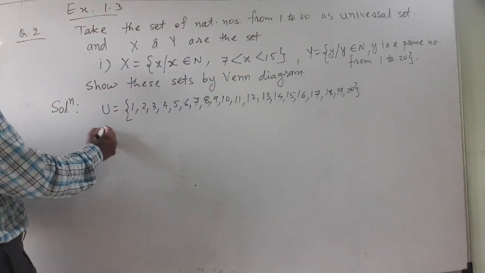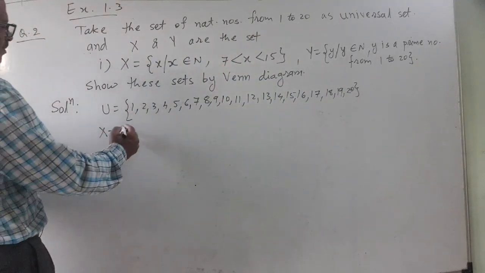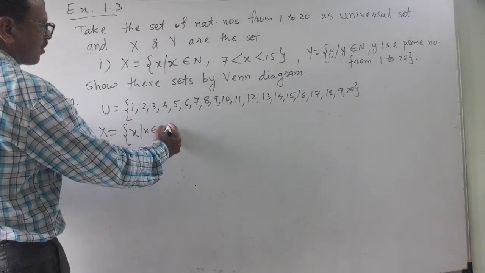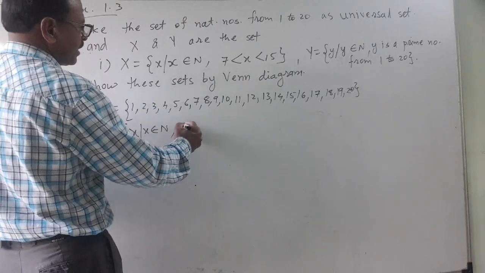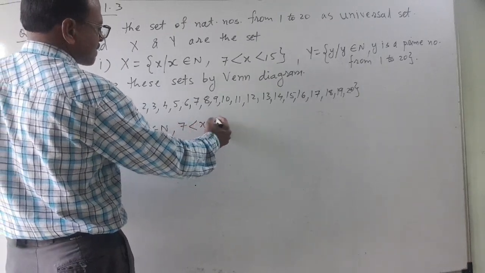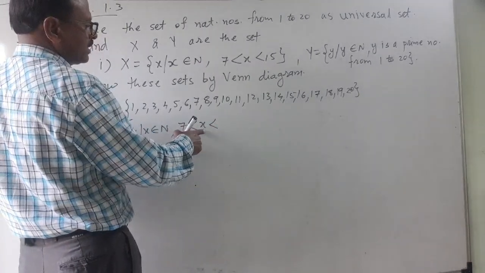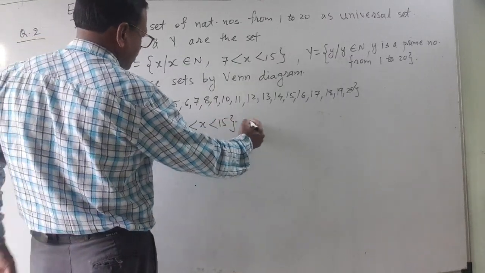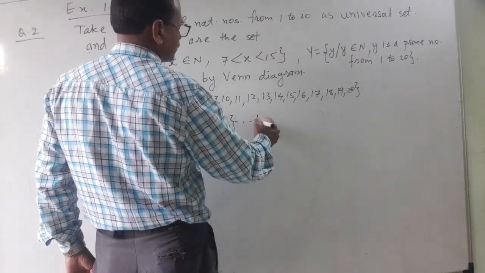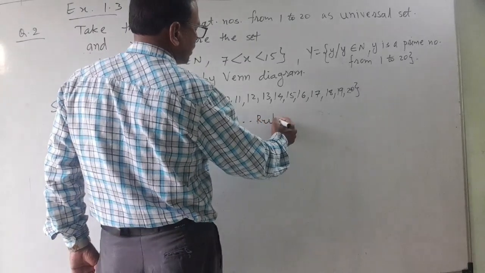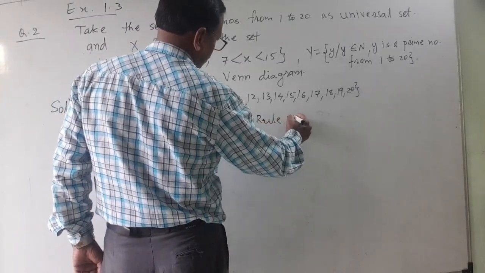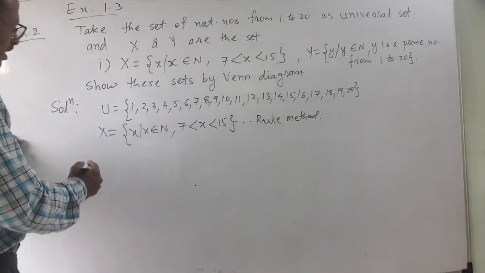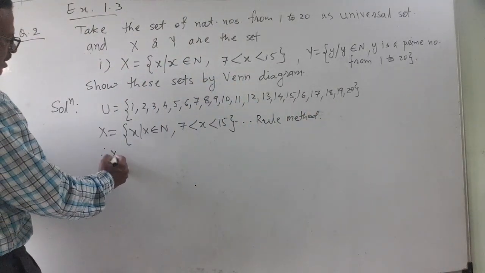X is equal to, what is X? X is a set of all x belonging to N, such that x is greater than 7 and less than 15. This is what? The rule method. This is the rule method. We will give the name. Show some scholarliness.